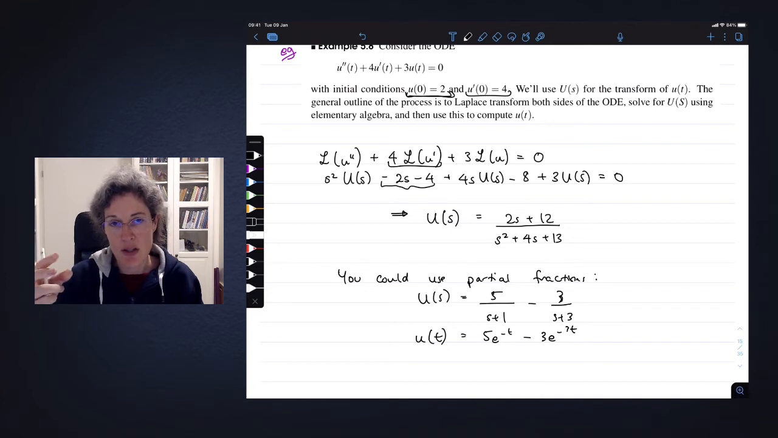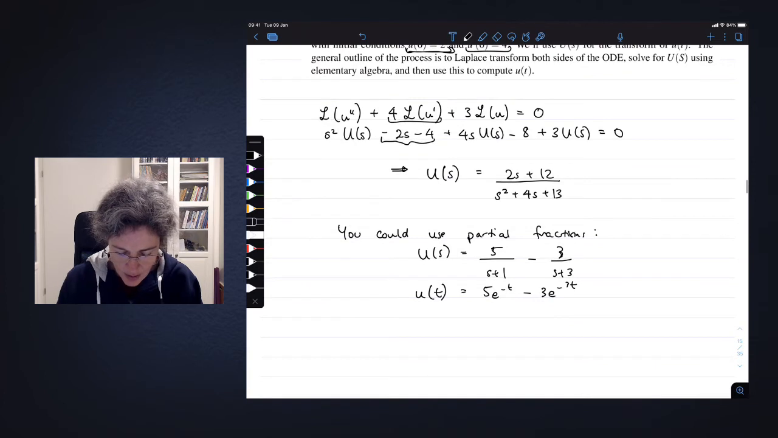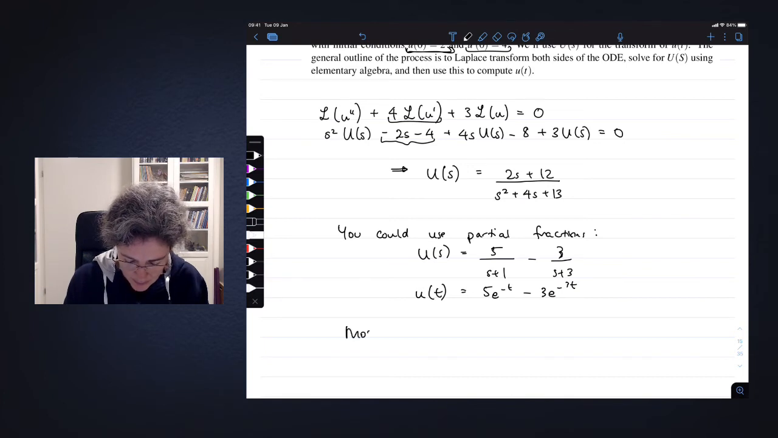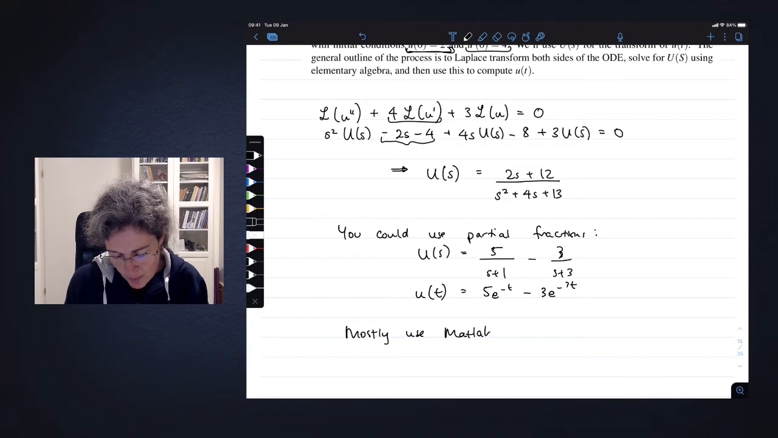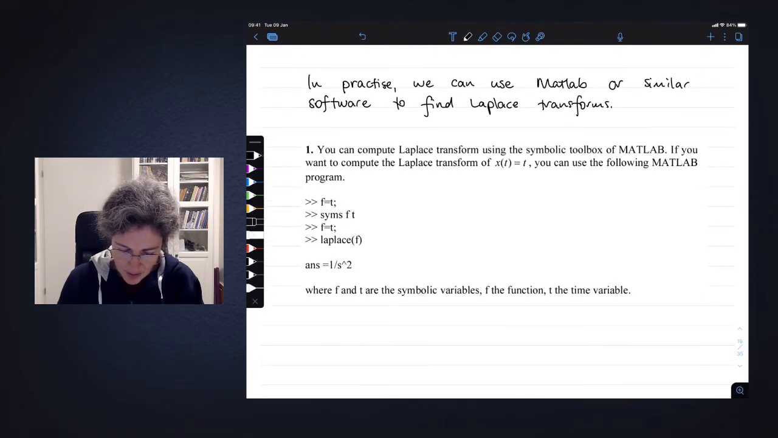So using the same technique that we did before, we went and looked at the table and said, what gives me this and what gives me this? And the answer is those. Partial fractions is a pain. We don't really want to do that, so mostly we just use Matlab, or whatever your favorite computer algebra program is.